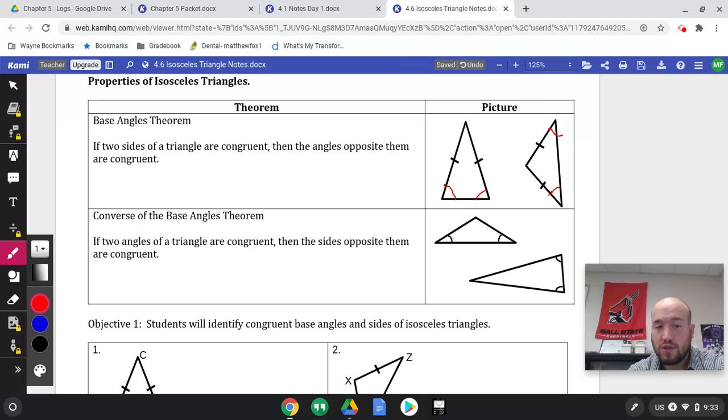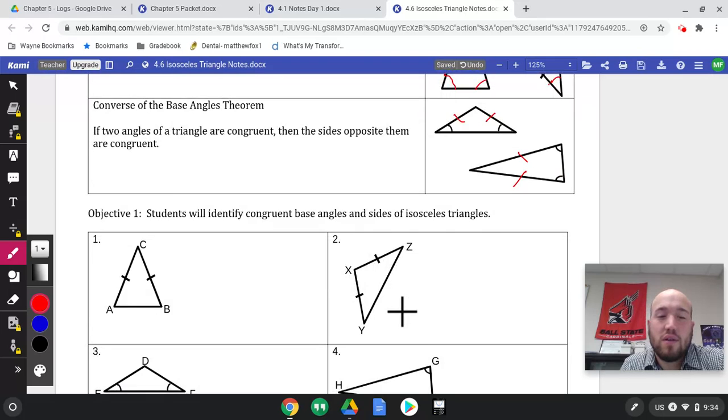Now the converse, so the other way around of this, is if two angles of a triangle are congruent, we know the sides opposite them are congruent. So here, it's the opposite way. We have two angles that are congruent. I can go across, so this side will be the same as this side. And vice versa, this side will be the same as this side. Okay, and that makes those isosceles. So anytime we have two angles that are the same, we also know it's an isosceles triangle.